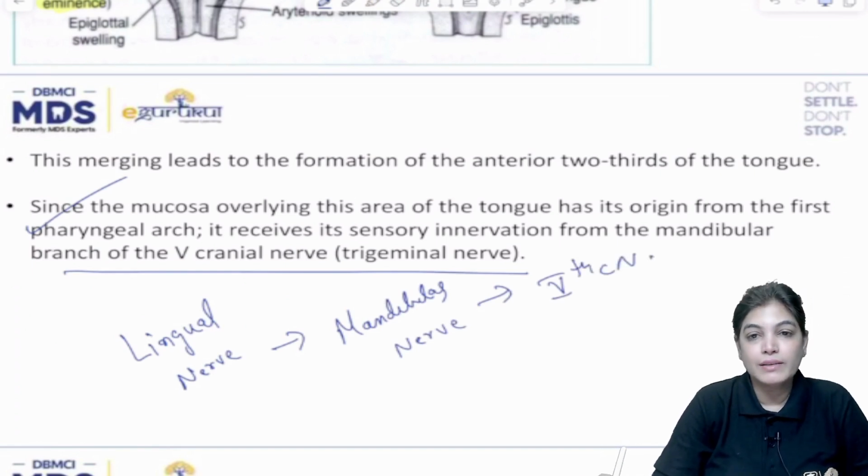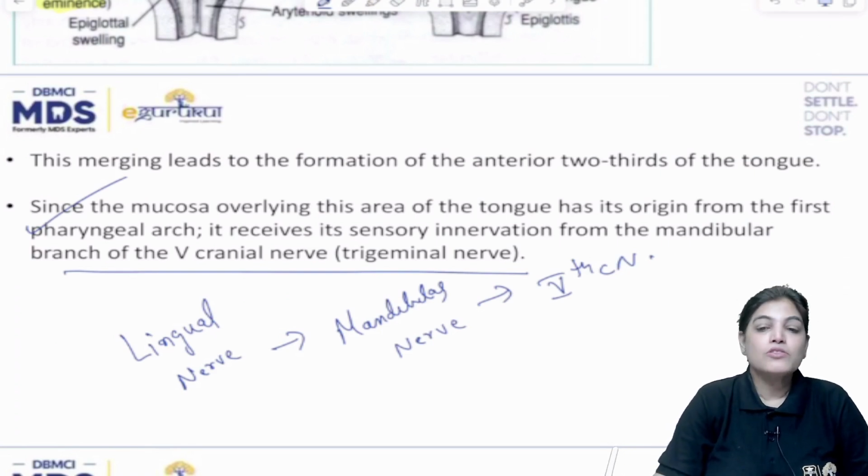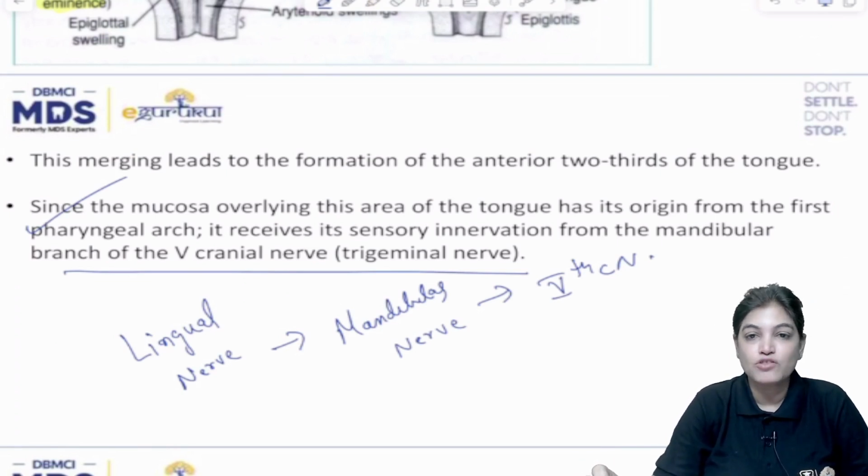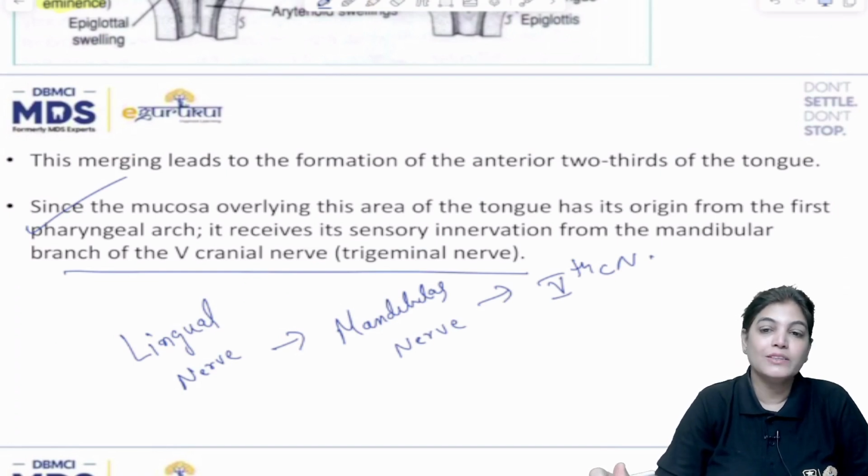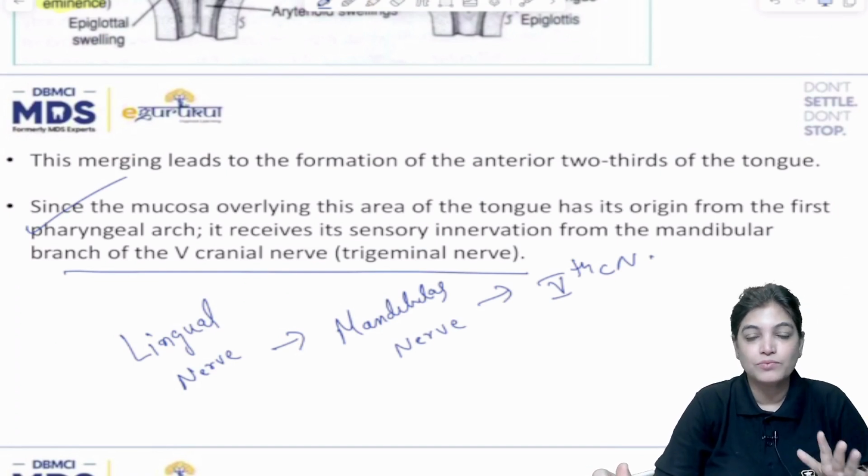So the lingual nerve is very important. It gives general sensory sensation to the anterior two-thirds of the tongue, and the other one is the chorda tympani nerve. Please don't get confused with that. The chorda tympani nerve is a pretrematic branch of the first pharyngeal arch, so it gives taste sensation to the anterior two-thirds of the tongue. So please don't get confused with that fact. Okay, so got it?